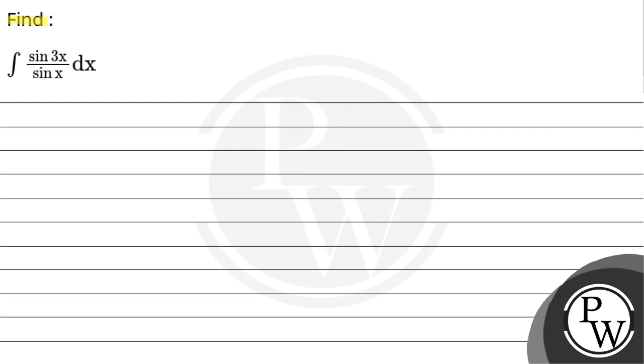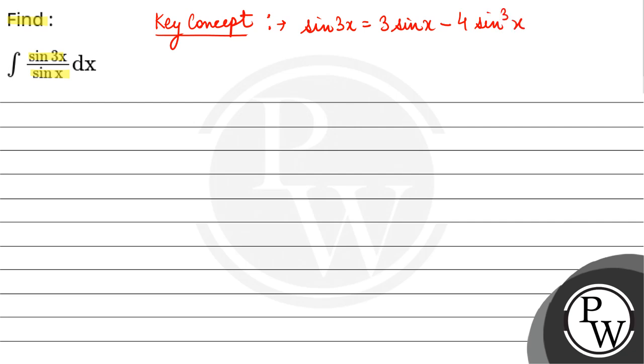Find the integral of sin 3x upon sin x dx. So, here our key concept is that sin 3x is equal to 3 sin x minus 4 sin cube x. Let's use this identity.